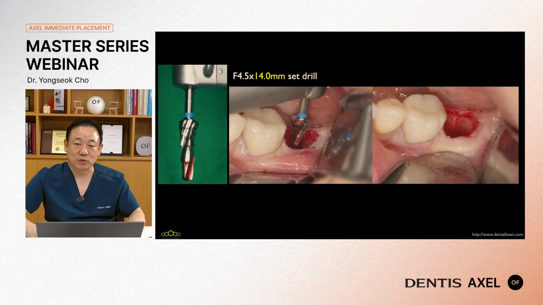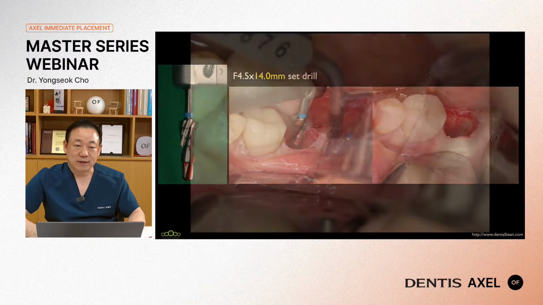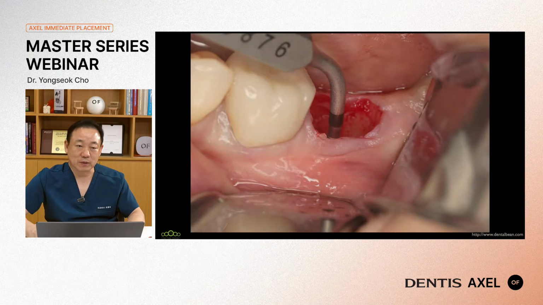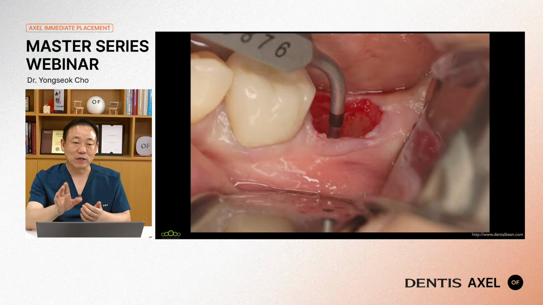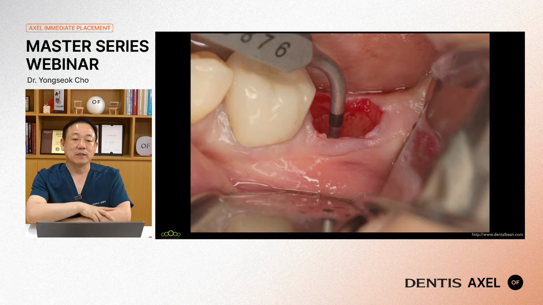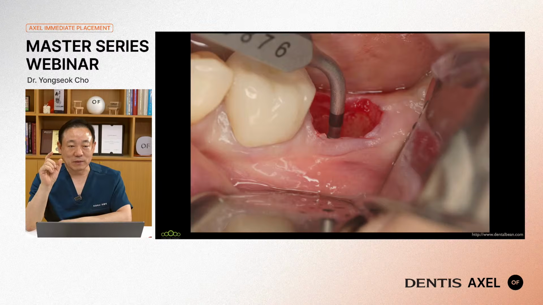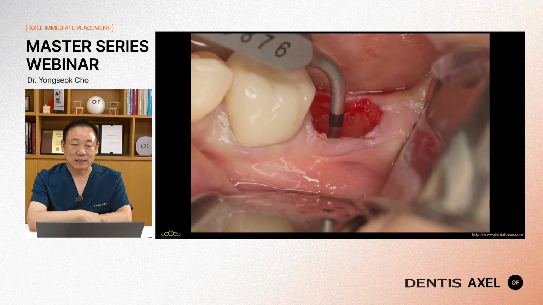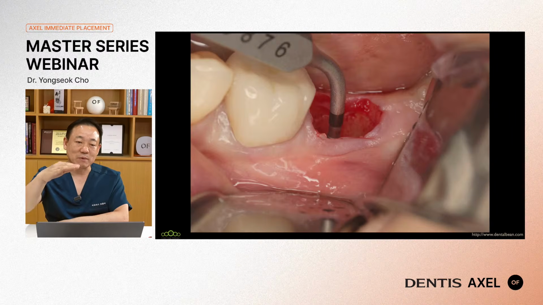After finishing the osteotomy, I check the depth of the osteotomy hole. This process is really important when you do immediate implant placement. How long an implant are you going to place during the immediate implant surgery? Think about the final depth of the implant. My implant must be positioned a minimum of 5 mm from the buccal gingival margin.